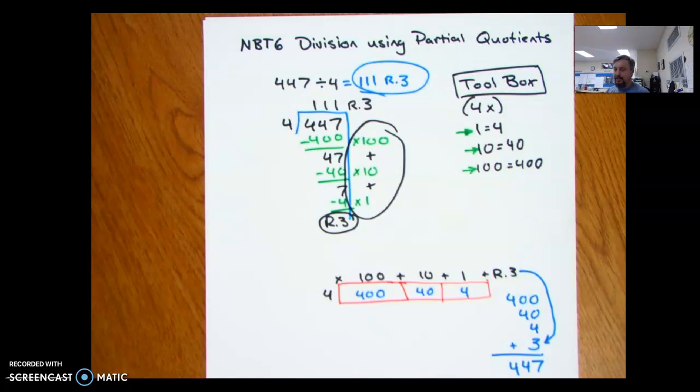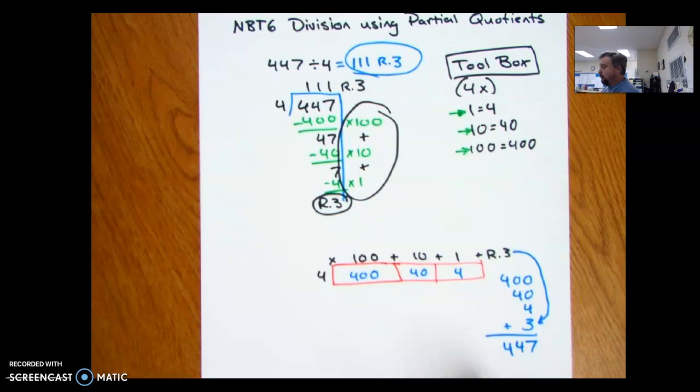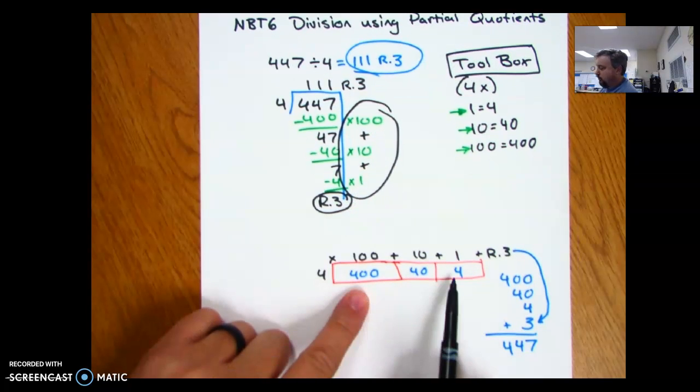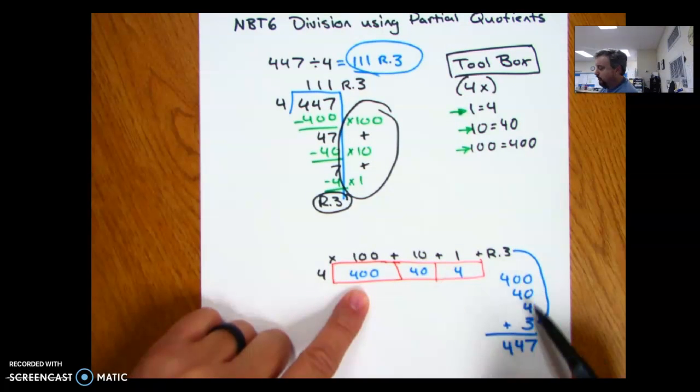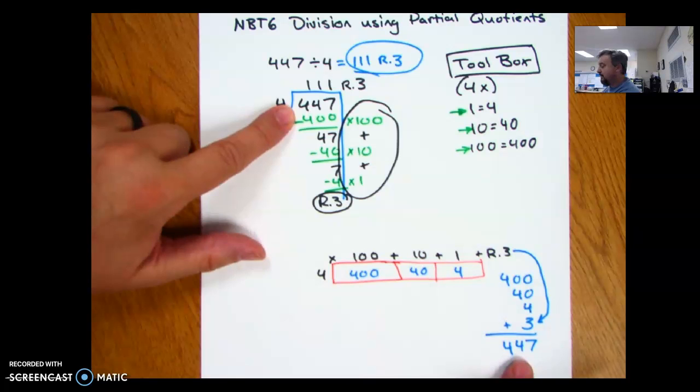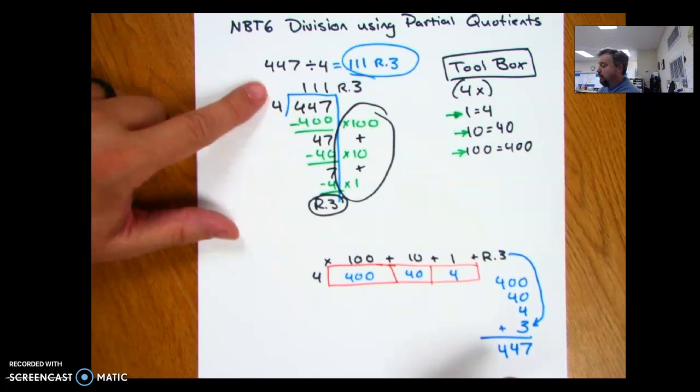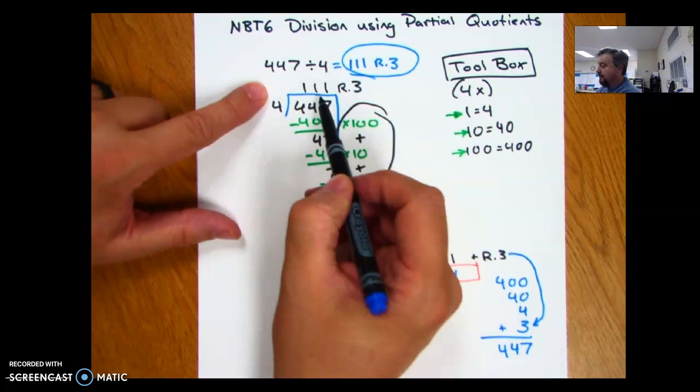I can see that got cut off, so I'm going to go ahead and push this up. We had 3 partial products that we combine together, 400 plus 40 plus 4. And we have to remember to add in our remainder of 3, which does total up to 447, which matches our dividend. So when our dividend is matching, that means our quotient 111 remainder 3 is correct.